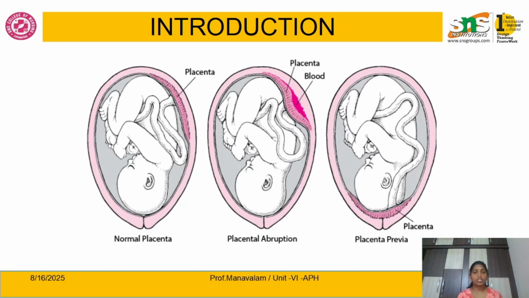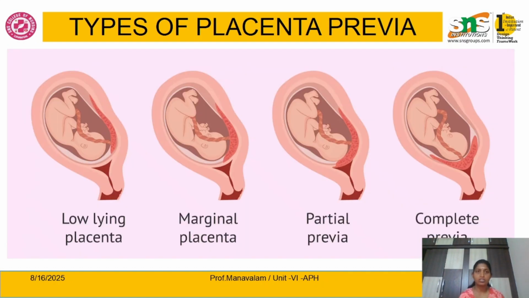Instead of being located in the upper uterine segment, sometimes the placenta will be lying partially or completely in the lower uterine segment covering the internal os. That is called placenta previa. So placenta previa is nothing but the placenta lying in the lower uterine segment partially or completely, covering the internal os. There are many different types of placenta previa: low-lying, marginal, partial and complete.